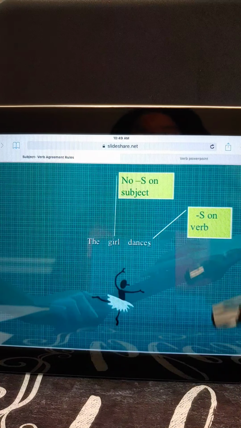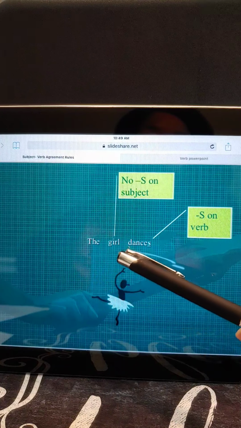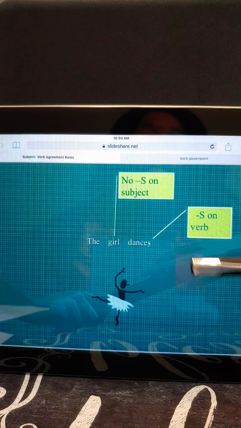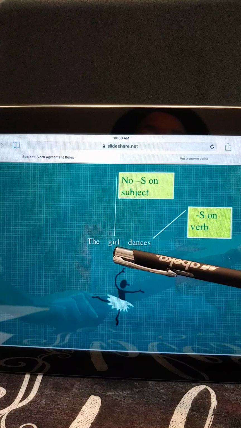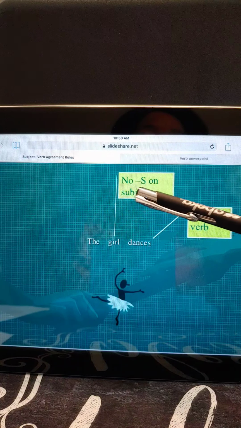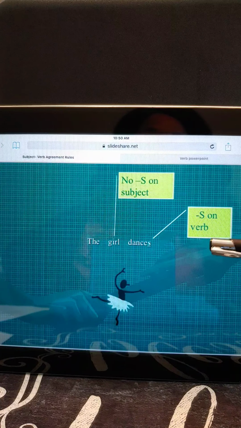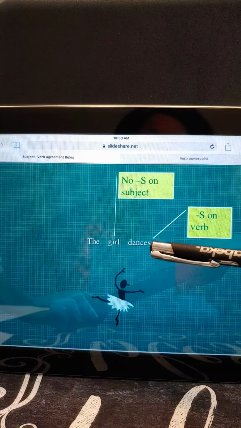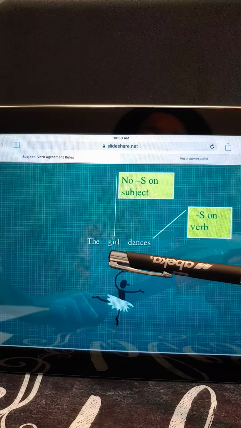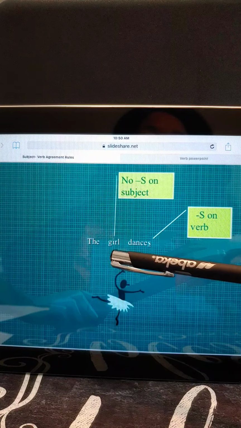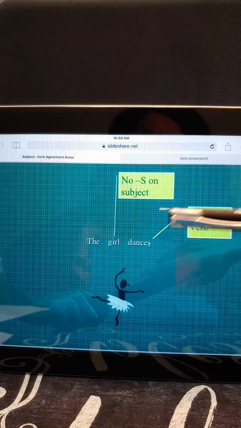All right, so an example they gave you was the girl dances. Keep in mind that this is our subject or a noun. There is no s on this subject, okay? On this one, it's the s on the verb. You see the s? So keep in mind, no s on our noun or our subject, but we do have an s on our verb.